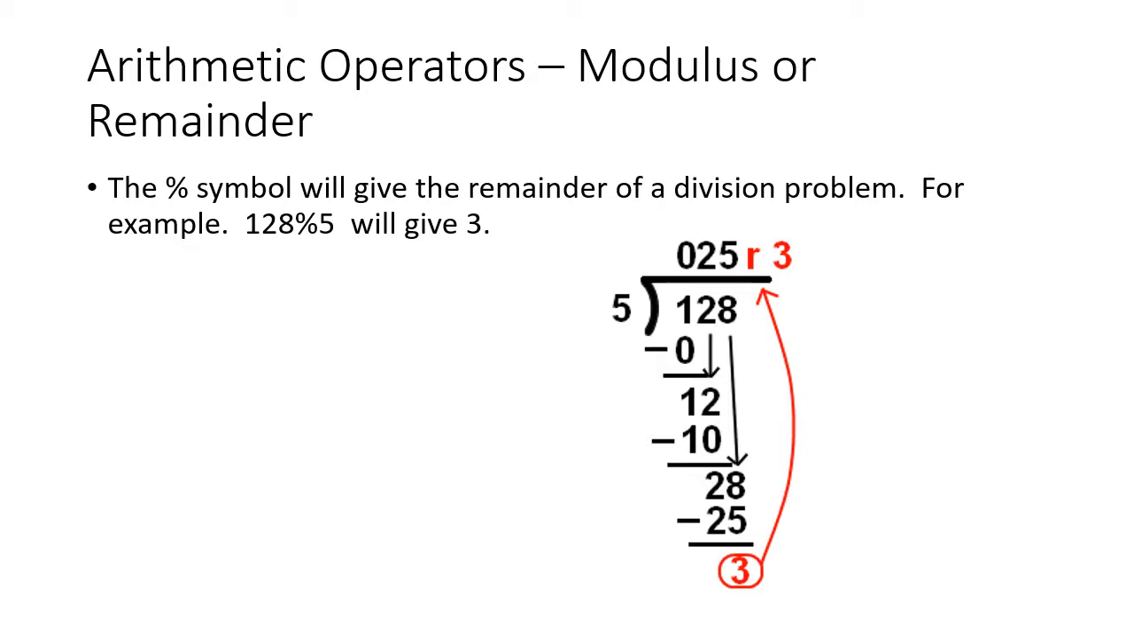Modulus is another thing we can use. Modulus is the percent symbol, and it gives the remainder for a division problem. We'll talk about why that's useful a little later on. So for example, if you have 128 remainder 5, you do 128 divided by 5, and the remainder of that is 3, as shown in this lovely long division thing over here. So if you did print 128 percent sign 5, when you ran the program, it would just print out the number 3.